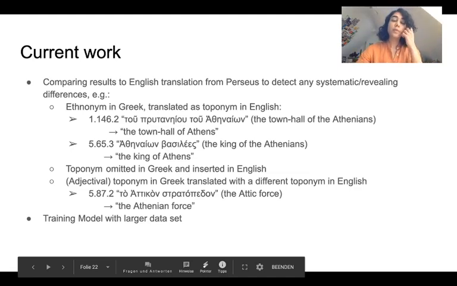So we're hoping to be able to discover some patterns in differences of translation, and we'll continue to work to improve our model. For example, we also want to train the model on a larger data set. We did not use all of the books of the Histories in the first run of the algorithm, and we want to expand our data set and train the model again and see what happens.